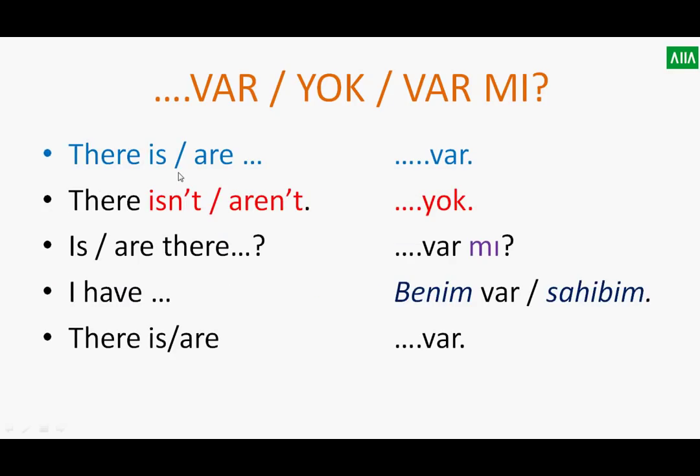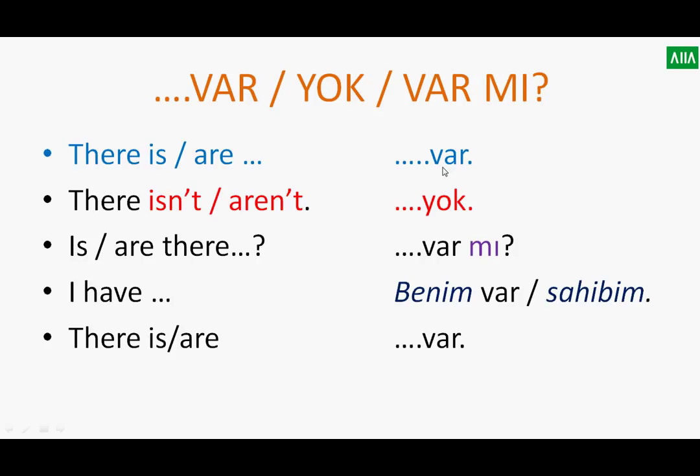So let's see some more examples. In English, as you see, there is, there are, we say var in Turkish. There isn't, there aren't, we say yok. If it's a question form, as you see here, we only use the question word mı, var mı. But I want to distinguish the difference between I have and there is, there are. I have and there is are different, which is the same way in Turkish. If you use I have, you should say benim var, or you can say sahibim. But if you use there is, there are, you should say var. You don't say benim var. Okay.